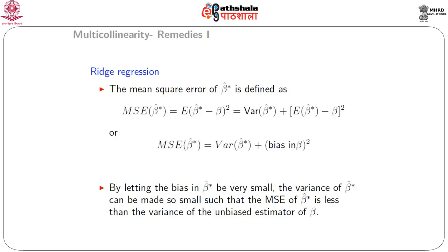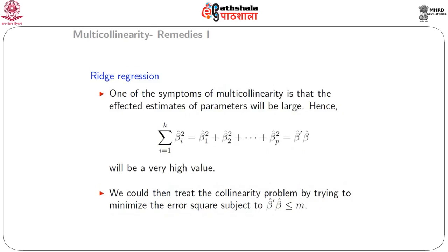So one of the symptoms of multicollinearity is that the estimates of parameters will be large. If beta hat gives me the ordinary least square estimate of the parameter beta under the presence of multicollinearity, then the sum of squares of these estimates will be a very high value. So the sum of beta hat i square, which can be written as beta 1 hat square plus beta 2 hat square plus beta p hat square, can again be written in terms of vector beta hat as beta hat prime times beta hat, and this value will be very high if they are obtained using the ordinary least square method in the presence of multicollinearity.